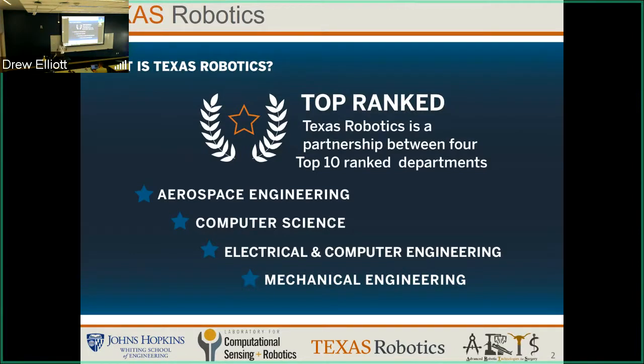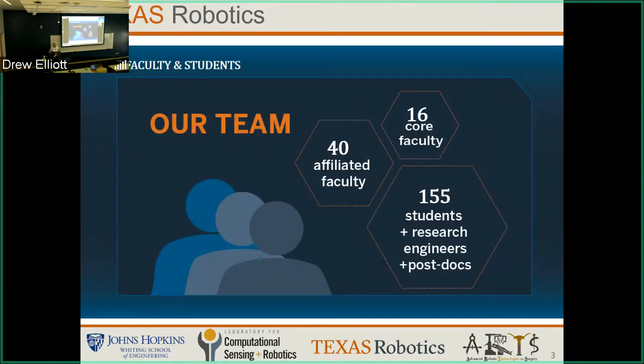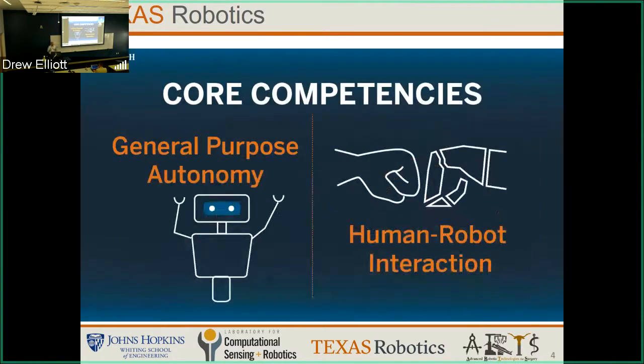So I want to hijack this symposium and introduce Texas Robotics. This concept of Texas Robotics started 2-3 years ago. We, 4 different departments, EC, CS, mechanical, and aerospace, joined together. Now we have 16 core faculty and more than 40 affiliated faculty across the university working on different aspects of robotics, and we have more than 155 students. We have 2 core directions in Texas Robotics. One is general purpose autonomy or long-term autonomy on mobile robots, and the other covers different aspects, even robotic surgery and human-robot interaction, from rehabilitation to surgical robotics.